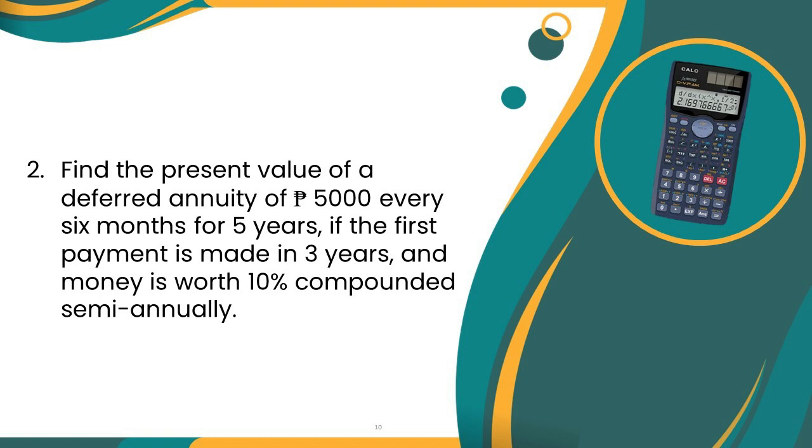Problem number 5. Find the present value of a deferred annuity of 5,000 pesos every 6 months for 5 years, if the first payment is made in 3 years, and money is worth 10% compounded semi-annually.